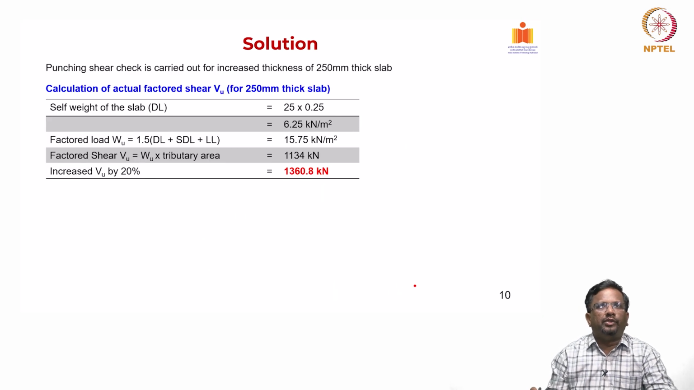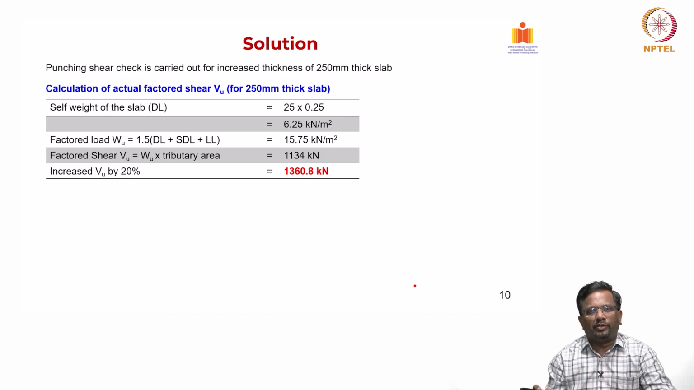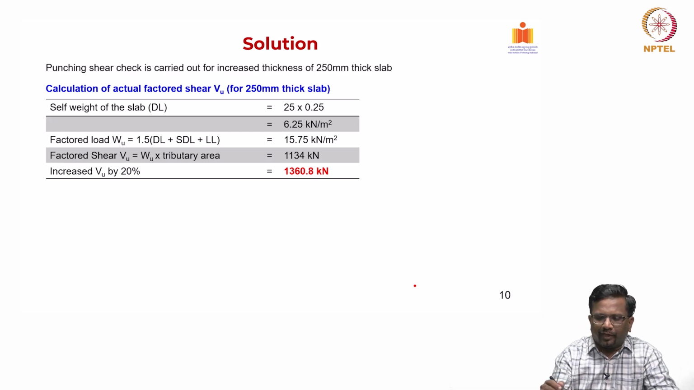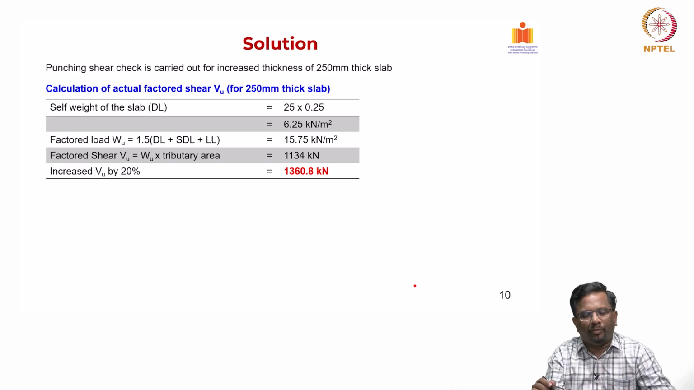So, what we can do is increase the slab thickness, because it is quite far from the demand, right. So, I am increasing it by another 2 inches or 50 millimeter. So, we can redo the calculations for 250 millimeter.